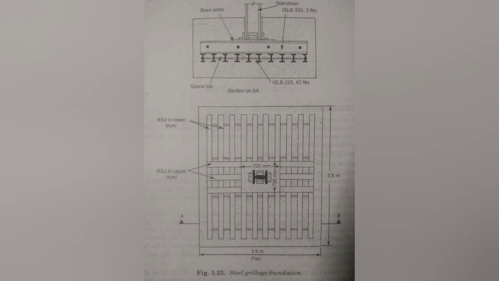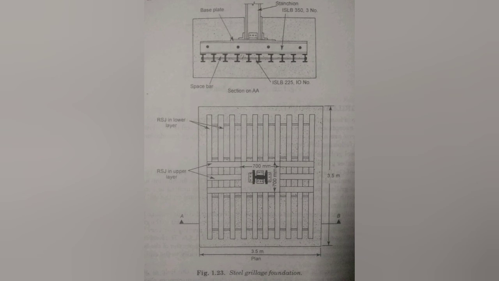There are different types of grillage foundation. The main are two types: steel grillage foundation and timber grillage foundation. What is a steel grillage foundation? This foundation consists of one or two tiers of RSJ embedded in cement concrete. RSJs used in this foundation are also known as grillage beams.